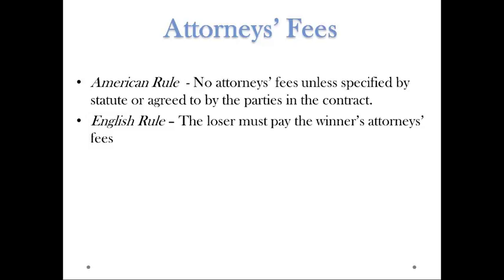But there are some exceptions. One is sometimes by statute, but what I want to talk about here is where the contract itself says that if the parties get into a lawsuit later, the losing party will have to reimburse the winning party its attorney fees. Now, here's a practical point. This is a big deal.